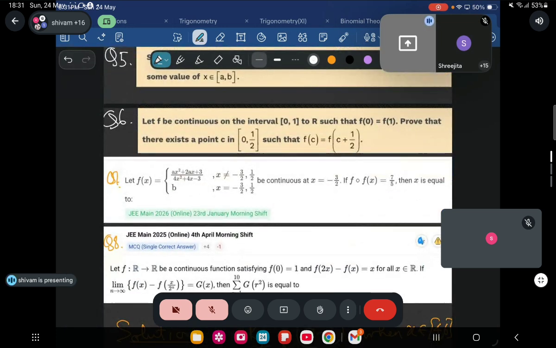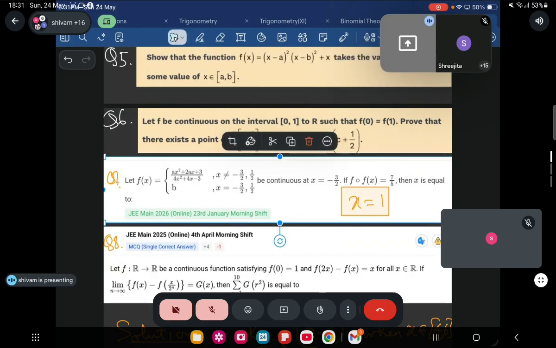Number 7, the answer is given as x equal to 1. Anyone having any doubt, tell me. Very easy. It came this year only. Anyone having any doubt, you can ask me, I'll explain. 7 you couldn't do. Okay, I'm solving.